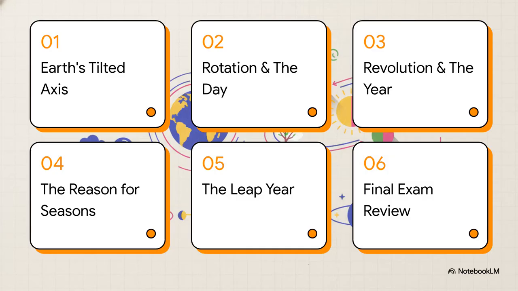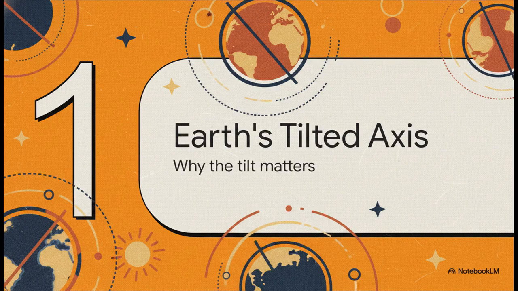We'll start with the Earth's tilt. That's the key to everything. Then we'll cover its two big motions, rotation and revolution. We'll connect the dots to see how they cause the seasons, solve the little mystery of the leap year, and then wrap it all up with a rapid-fire review to make sure it all sticks. Let's dive in.